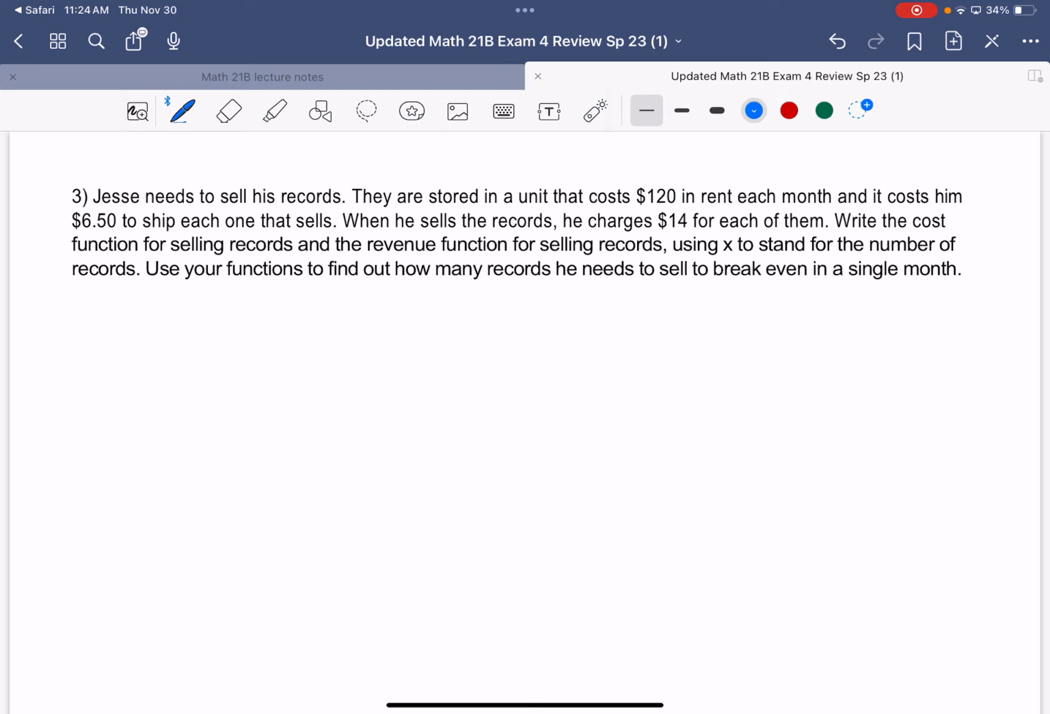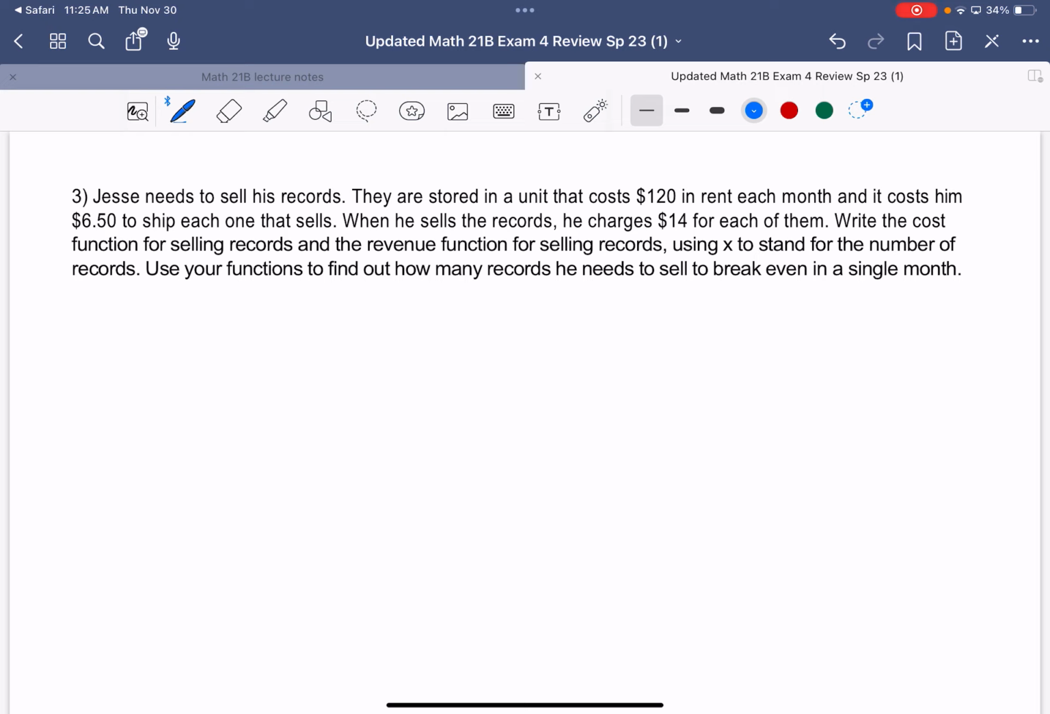Jesse needs to sell his records. They are stored in a unit that costs $120 in rent each month, and it costs him $6.50 to ship each one that sells. When he sells the records, he charges $14 for each of them. Write the cost function for selling records and the revenue function for selling records. Use X to stand for the number of records. Use your functions to find out how many records he needs to sell to break even in a single month. So you could consider this a multi-part question. Part A, find the cost function. Part B, find the revenue function. Part C, find when it breaks even.